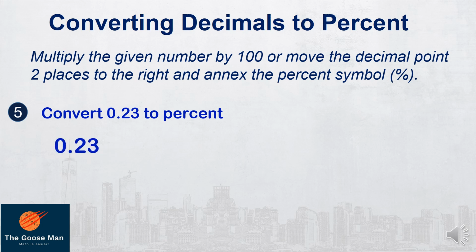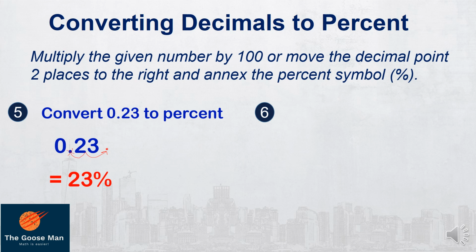So we have 0.23. This time, we will move the decimal point 2 spaces to the right. So let's have 1 and 2. And do not forget to remove the decimal point here and transfer the decimal point here. So we have 23%. Do not forget to write or annex the percent symbol.